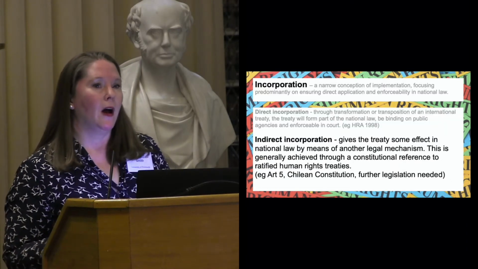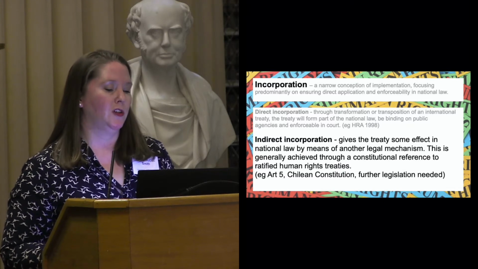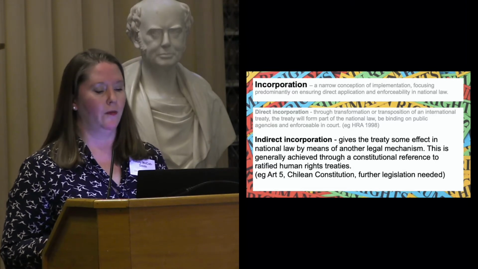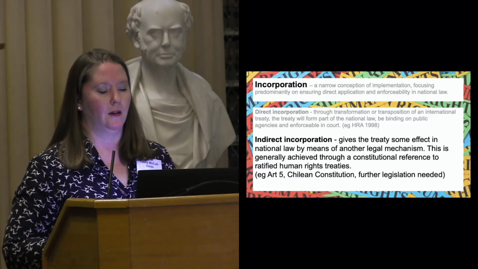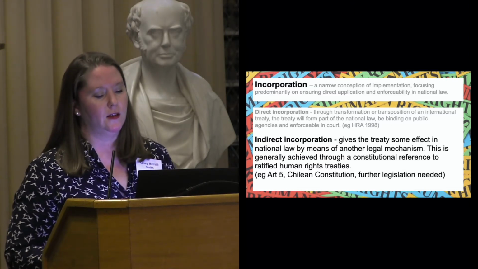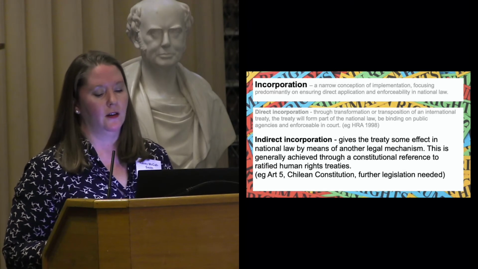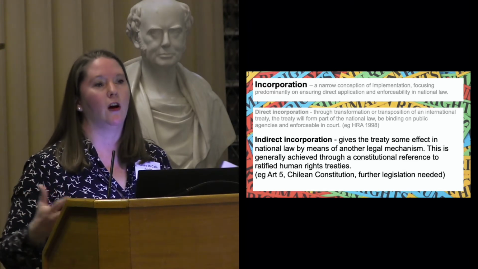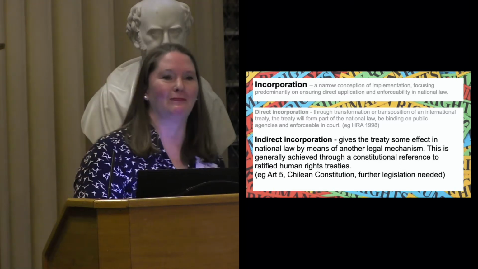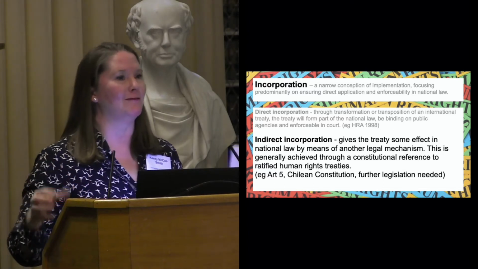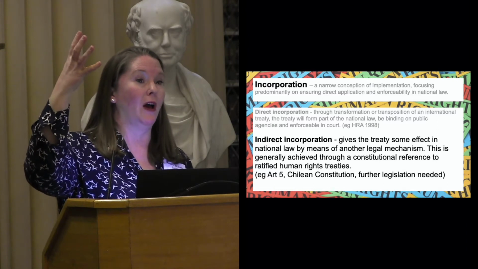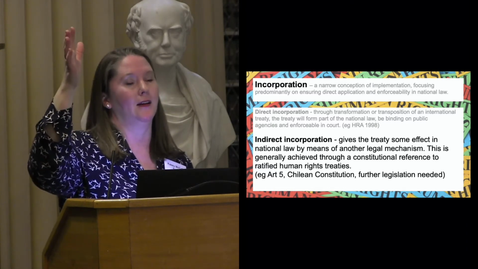The second form of incorporation is indirect incorporation. Indirect incorporation gives the treaty some effect in national law by means of another legal mechanism. This is generally achieved through a constitutional reference to ratified human rights treaties. So I've put the example of the Chilean Constitution. Article 5 of the Chilean Constitution, it's my Chilean PhD student at the back smiling, she gave me this example, incorporates, by reference, the human rights treaties that Chile has ratified.